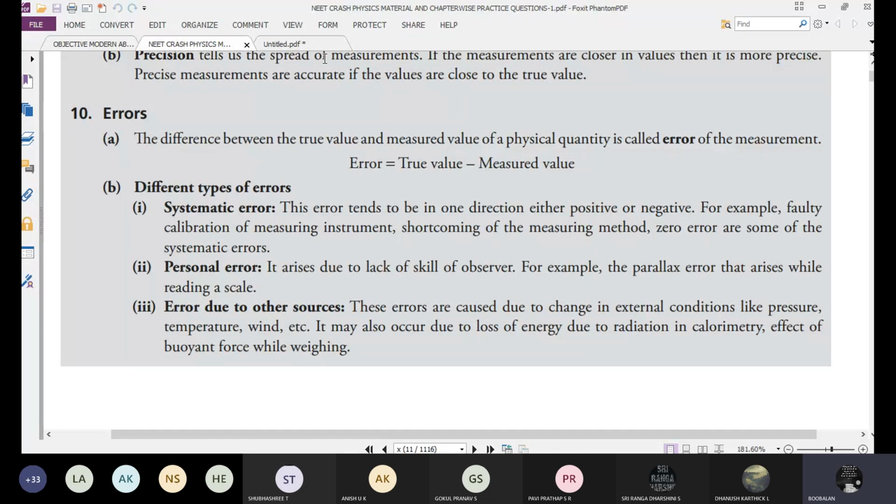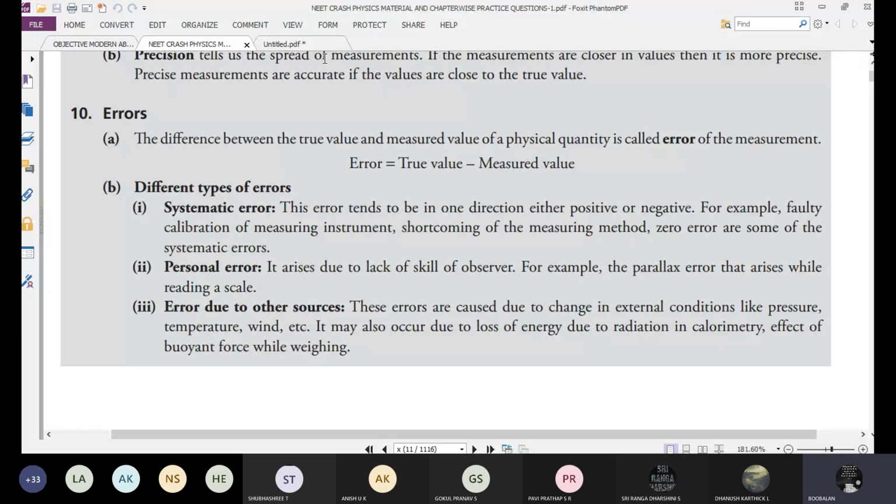Everything is applicable: systematic error, personal error, error due to other sources, external sources, internal sources, manufacturing defect. Everything comes under error only. So plus or minus 2 or 3% is applicable.